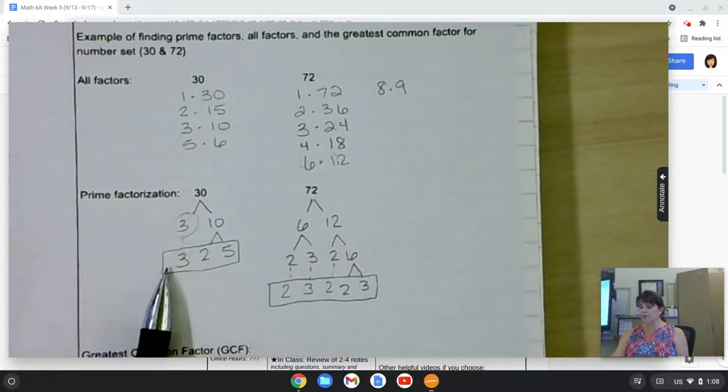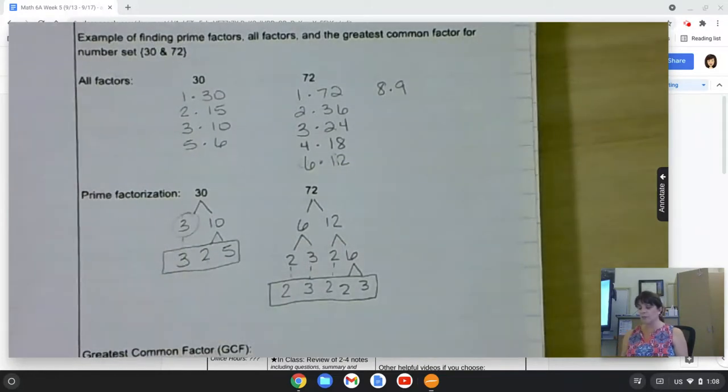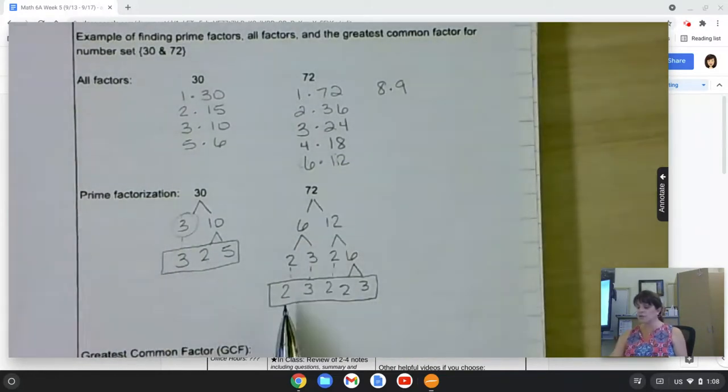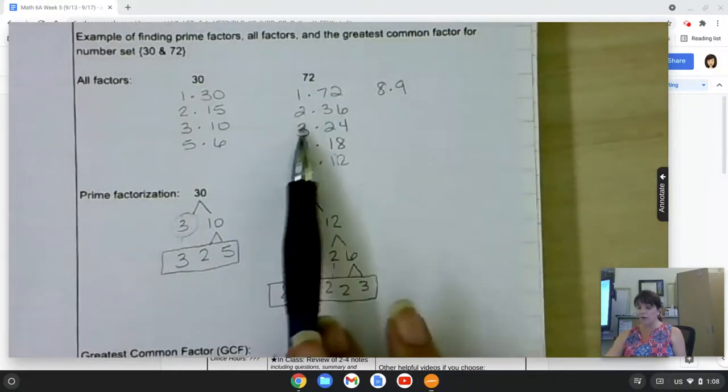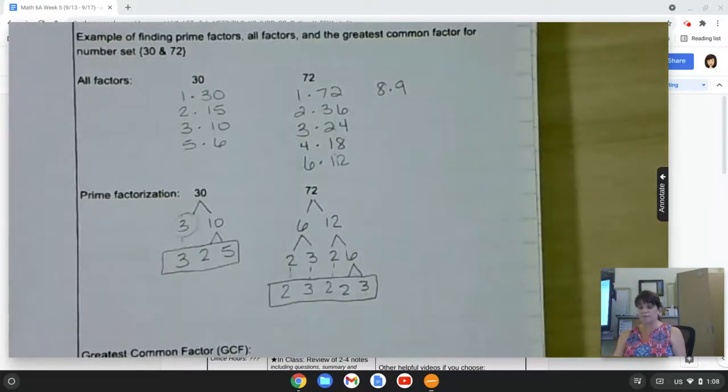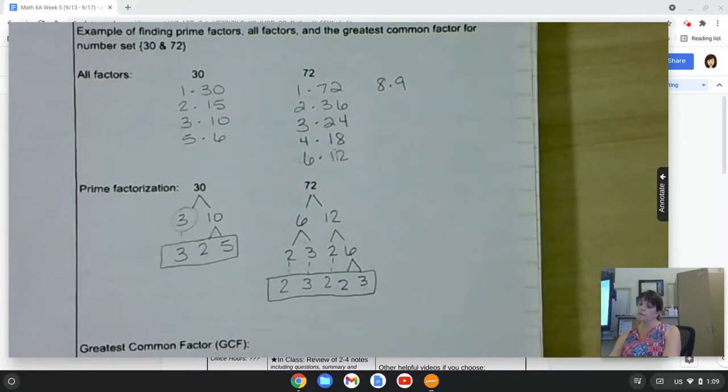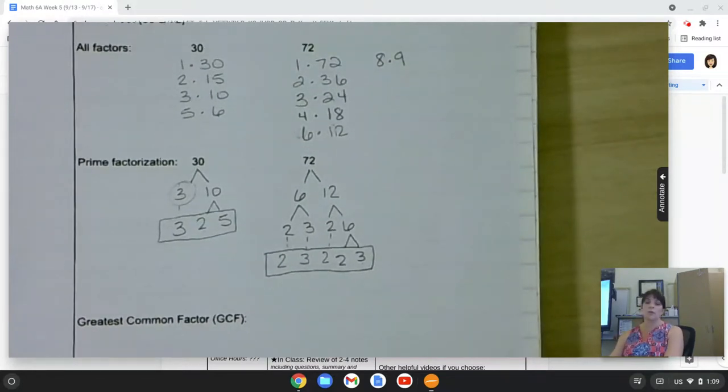Okay, so now we have the prime factorization for both of those numbers. 72 is 2 times 3 times 2 times 2 times 3. That's perfect. And if you put these numbers together any old way, you'll see you make all these factor combinations. Okay. Now, what about the greatest common factor? Well, there's 2 ways. One is a lot more reliable. So that's what I'm going to teach you.